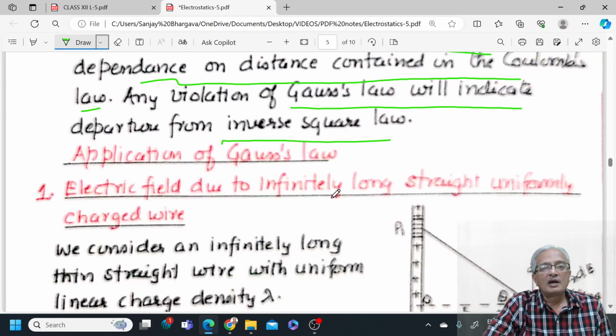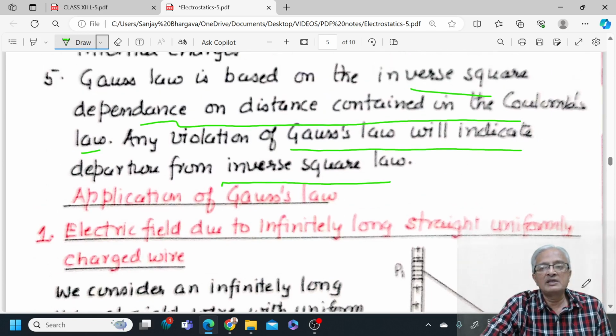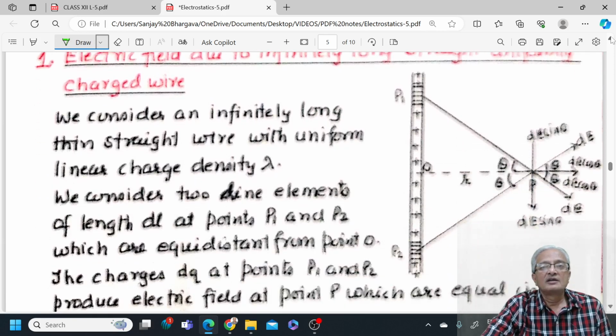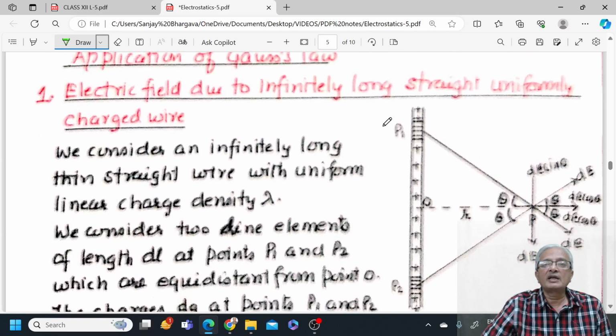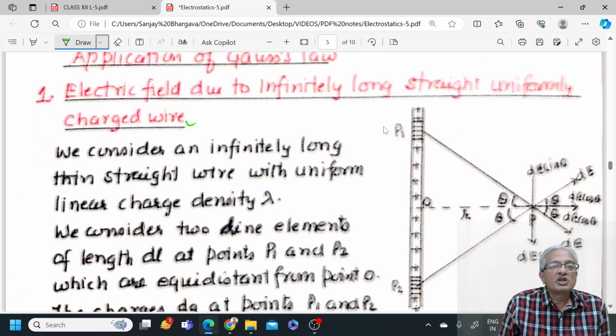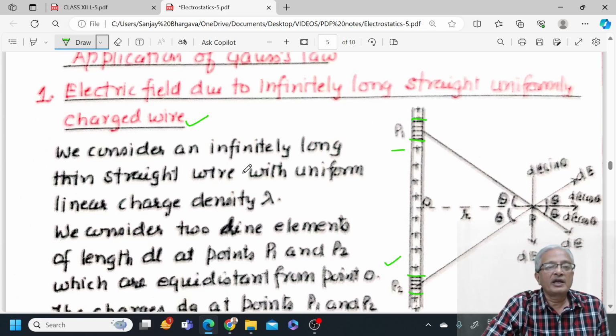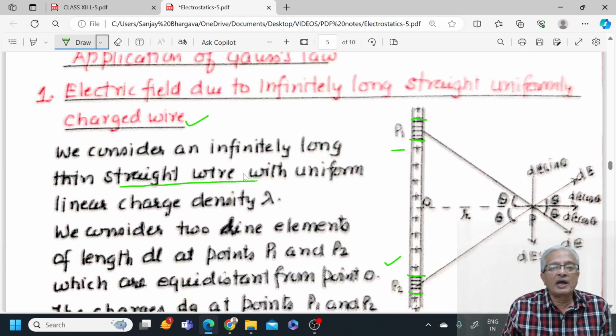Now we would like to understand what are the basic applications of the Gauss law. The first application is the electric field due to an infinitely long straight uniformly charged wire. So we have a wire here. On this wire, let us choose two small elements at the points P1 and P2. So we have an infinitely long, straight, thin wire, which is described by uniform line charge density.